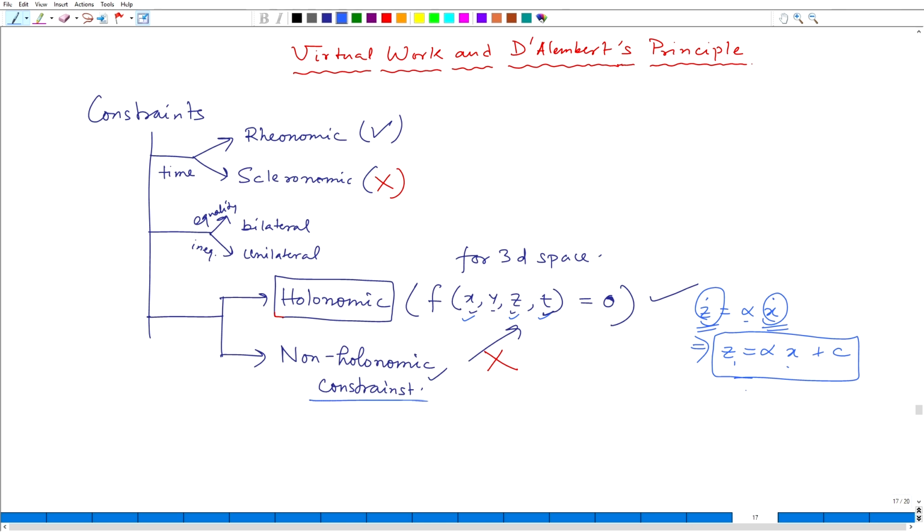On the other hand, if I say that x dot is equal to some alpha x y, then you cannot actually integrate very simply, and that is why this is a non-holonomic constraint. And also all these unilateral constraints are by definition or by construction non-holonomic constraints. In this lecture, what we will discuss is the dynamics imposed by such holonomic constraints.